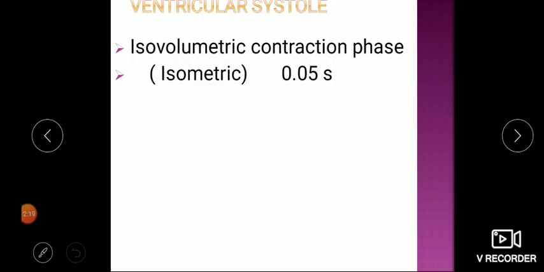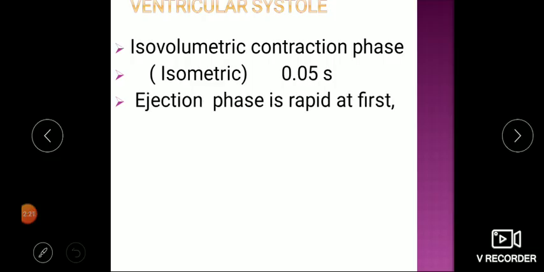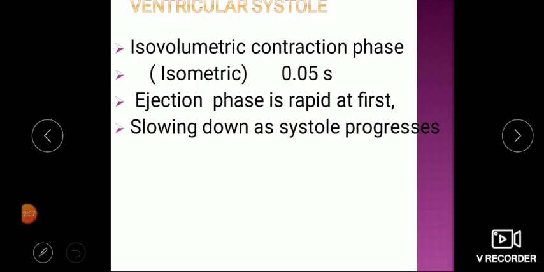That is 0.05 seconds. Then the first rapid ejection phase, when the blood is pumped rapidly from the ventricle to the aorta on the left side and from the ventricle to the pulmonary artery on the right side. After that, as systole progresses, it slows down. The contraction is there and blood is flowing from the ventricle to the aorta. So these are the three phases of ventricular systole.